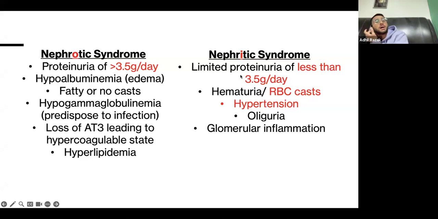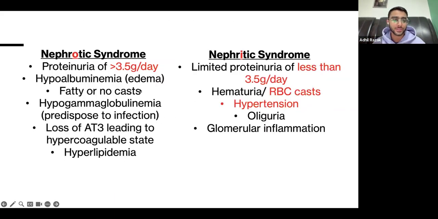Nephritic syndrome, on the other hand, has limited proteinuria, less than 3.5, and hematuria. You can also see hematuria in nephrotic syndrome, but it's kind of late stage. And hypertension is characteristic for nephritic syndrome, but in very late stage nephrotic syndrome, when the crescents are there, it's sclerosed, the kidneys are gone at that point, or I don't think it even needs to get to that point. If it's pretty late stage, you could also see hypertension in nephrotic syndrome. Oliguria, reduced urination, is seen in nephritic syndrome, and there's glomerular inflammation. Like, the itis. So there's an inflammation happening here.